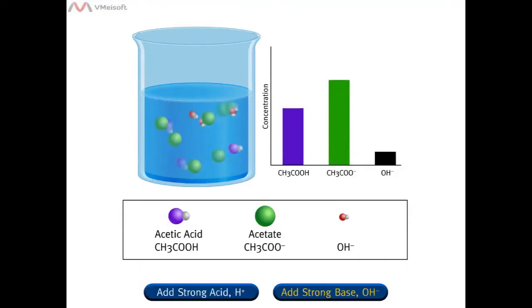The strong base hydroxide, OH-, reacts with the acid component of the buffer, acetic acid, CH3COOH, producing the base component of the buffer, acetate, CH3COO-, and water. This buffer has resisted a change in pH by removing the strong base hydroxide from the solution.